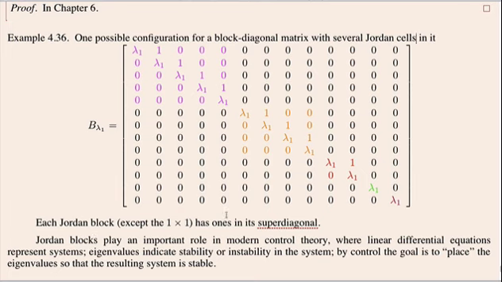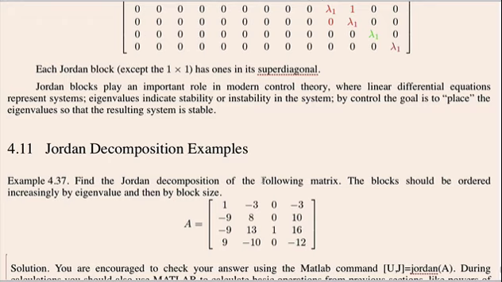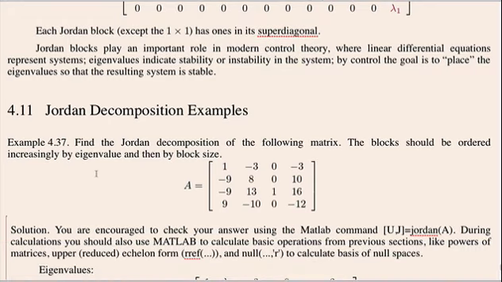So we're not going to work with this, but since this is so important, we're going to go through two examples in the next section about Jordan decomposition examples. The first example: find the Jordan decomposition of the following matrix. The blocks should be ordered increasingly by eigenvalue and then by block size. Here's the matrix, a 4 by 4 matrix. This order of the blocks is kind of artificial. WebWork requires it for checking the solution.